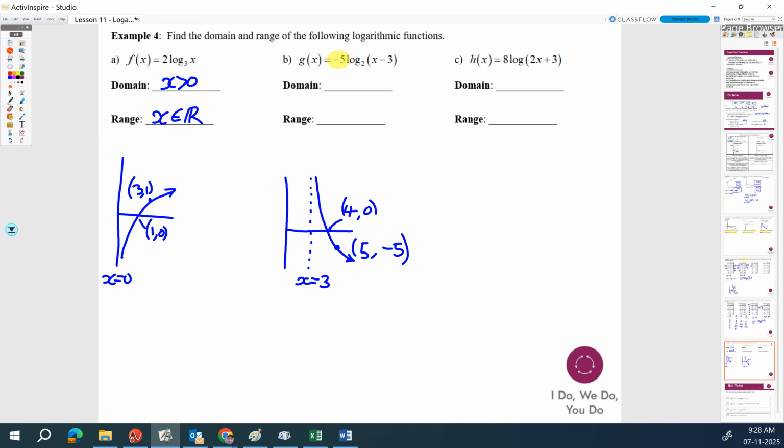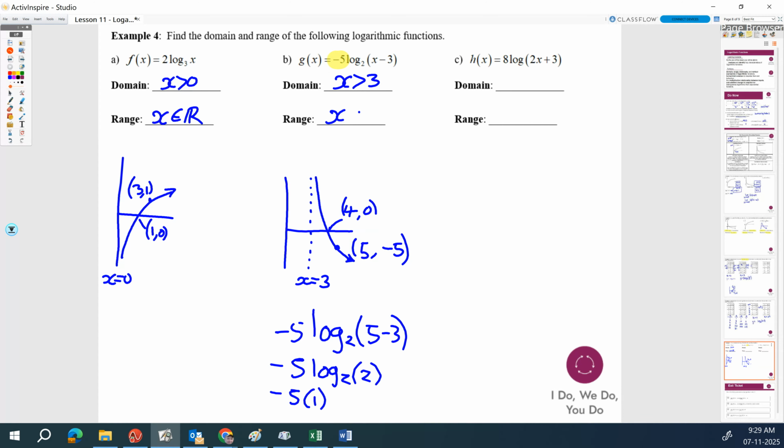Look what happens when we put it in here. We've got minus 5 log base 2, and we're going to put in a 5, like this. So this gives us minus 5 log base 2 of 2. Now this gives us minus 5 times 1. This is why this point is important. So when we put in the base into the thing, we get a 1 out, and we multiply by negative 5, we're going to go through this point. So the domain for this function is going to be x is greater than 3, and the range is all y.